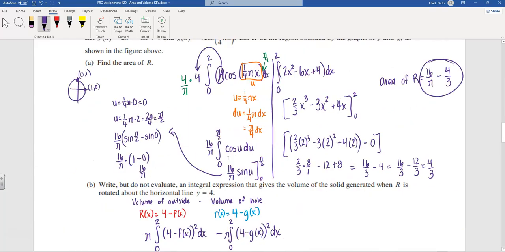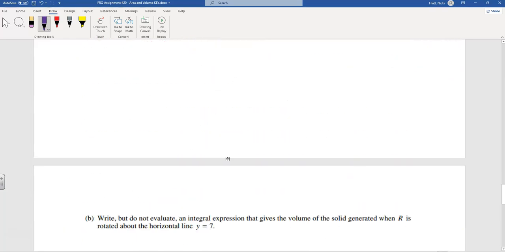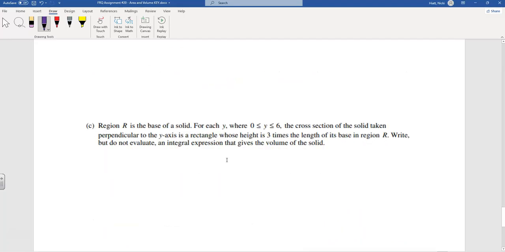All right, let's do a little bit of... let's see. Let's do C. Region R is the base of the solid. For each y, where y is between 0 and 6, the cross section of the solid taken perpendicular to the y-axis. So perpendicular to the y-axis, what's that tell us? It's a dy problem, right? Is a rectangle whose height is 3 times the length of its base.